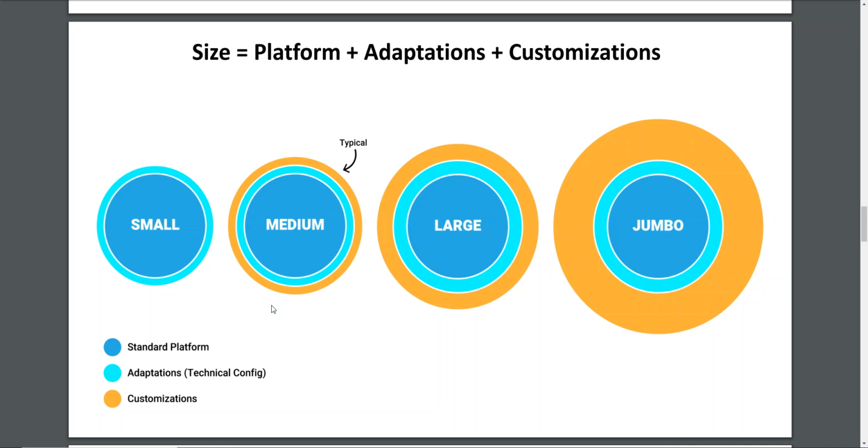And the SimCloud platform has a large volume of adaptations or technical configurations that can be done to modify the platform. It's a very robust and flexible platform. And then on top of that, the orange is actual customizations. That's writing custom code or custom modifications to the platform.